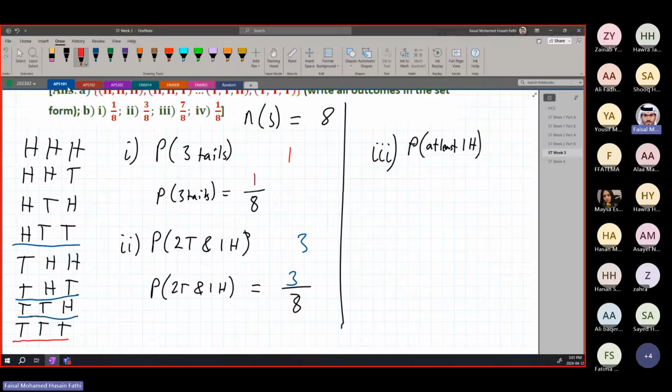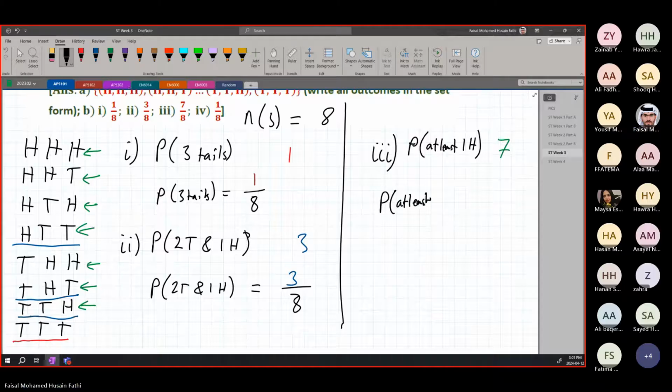If we look at all our options here, this option here has at least 1 head. That is, at least you see the letter H at least 1 time. This has a head, this has a head, this, and that's it. So we have 1, 2, 3, 4, 5, 6, 7. 7 cases. So the probability of at least 1 head is equal to 7 divided by the total sample size, which is 8.